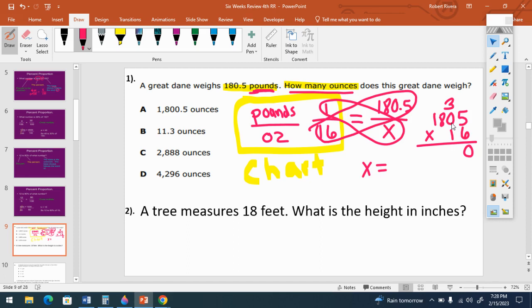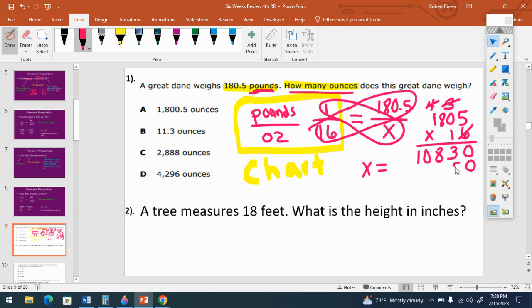6 times 0 would be 0, plus 3 would be 3. 6 times 8 would be 48. 6 times 1 would be 6, plus 4 would be 10. Get rid of those. You already used them. Get rid of those. The 6, you're done with it. Scratch it out and put a 0. Don't forget, scratch it out and put a 0, because we're going to the tens place now.